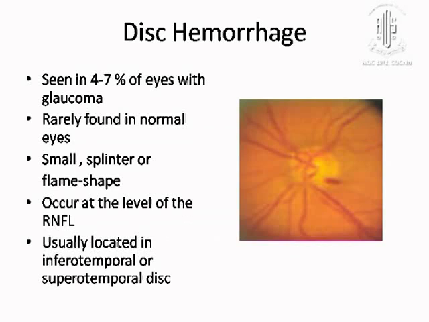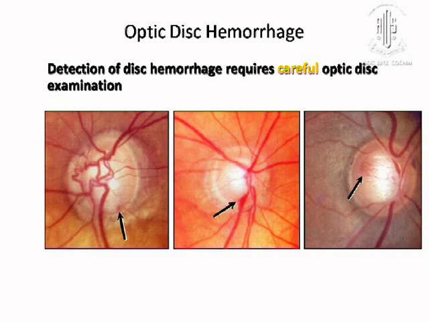Disc hemorrhages, we'll start with that, are seen in about 1 in 20, that is about 5% of the eyes with various spectrums of glaucoma. But importantly is the second line here, that they are rarely found in normal eyes, and that is their importance or significance. As shown here, they are typically small, splinter or flame shaped, occur at the RNFL level of the retina, and are usually located inferotemporal or supratemporal. So, look for the temporal side of the disc is the message.